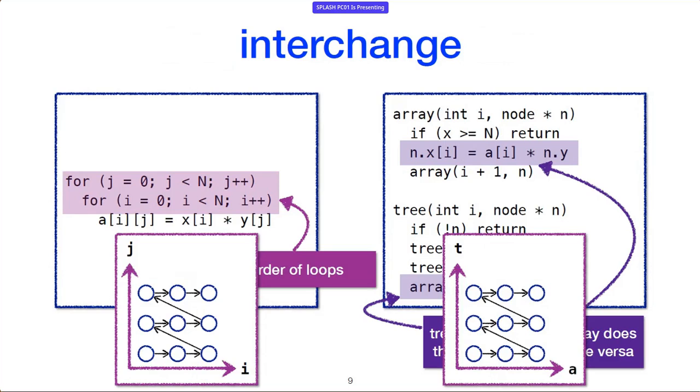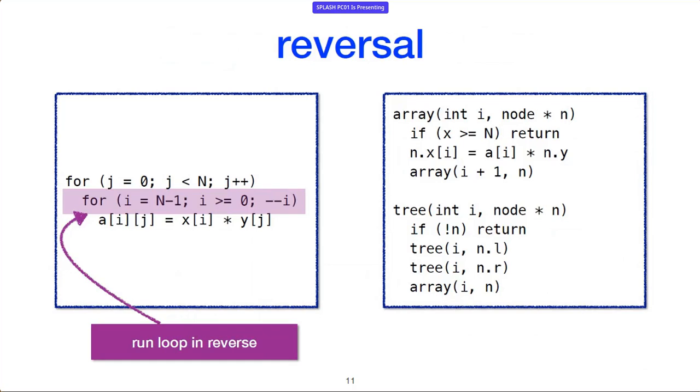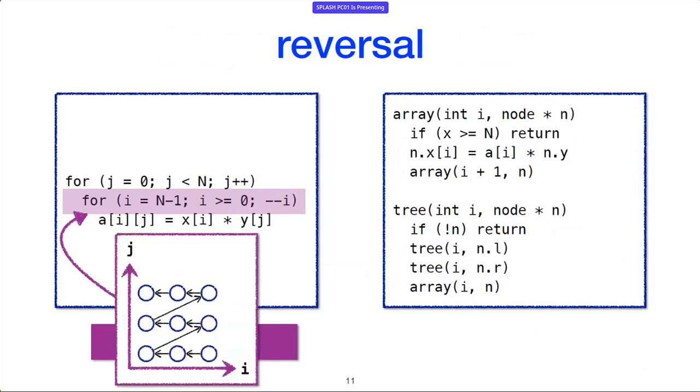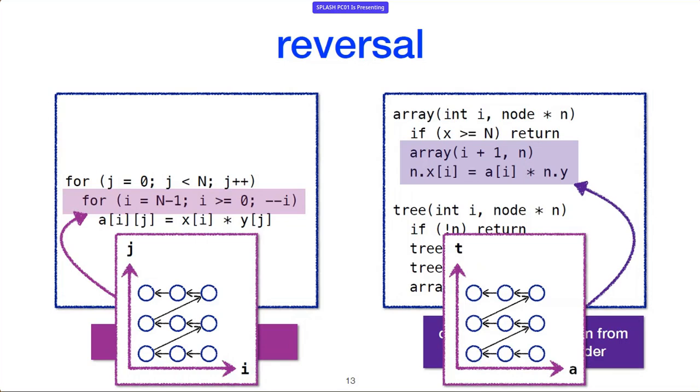It's an analogous transformation. Loop reversal, another classic transformation, for example, might take this i loop and just run it backwards, counting down instead of counting up. That has the effect of changing the order of the instances again. And interestingly enough, there is yet another analogous transformation in the recursive world, even though I don't have access to those same induction variables in the same way that I do in the loop. What I can do is take those two statements, the actual computation and the recursive function, and just switch them from preorder to postorder. And if I do that, that has the effect of running the array code in the opposite order, right?